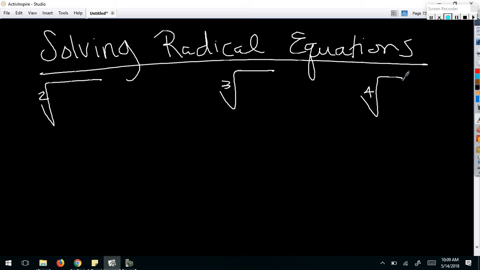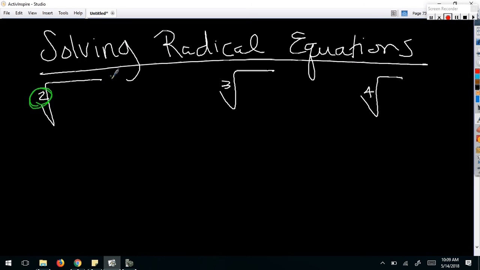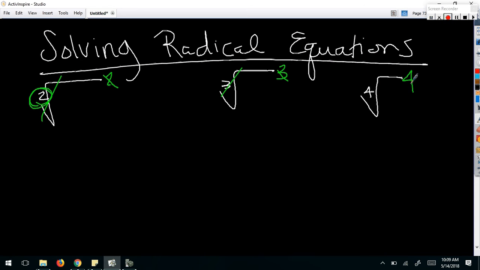So before we start solving, tell me, if you encountered this in an equation, what cancels it out? How would you get rid of it? Raise it to a power. What power? The same power. Whatever this is, that power will cancel it out. Are we all in agreement on that? Pretty easy.